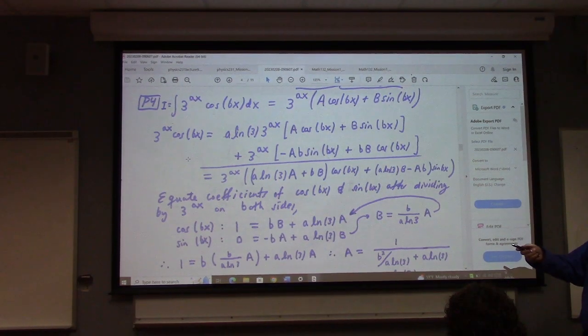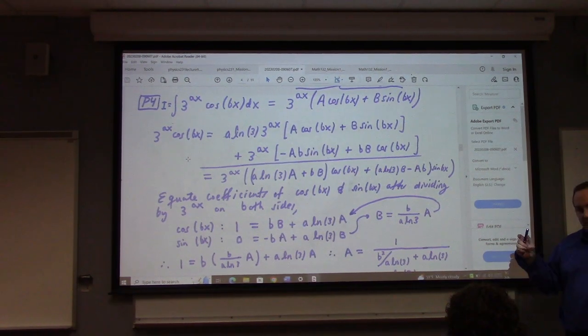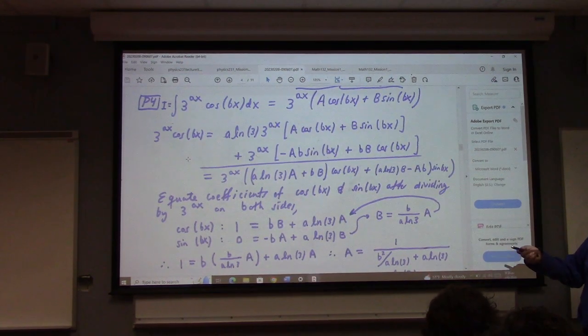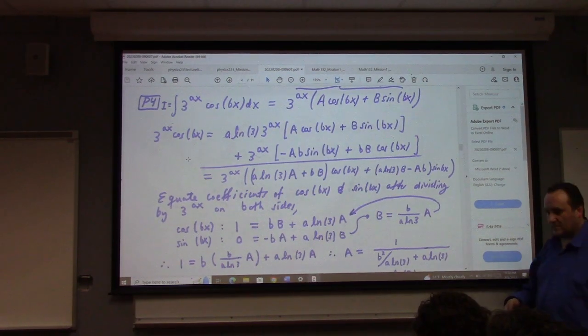There's an interesting trick to learn here, which is that when you have a sum of products of sines and cosines, the coefficients have to separately vanish. This is by what's called linear independence of sine and cosine. They're distinct functions. You can't have them matching unless they have matching coefficients. And of course you can divide by 3 to the ax, because that's always non-zero, right? So divide by 3 to the ax, that gets me this equation here. So I just equate the coefficients of cosine and sine. It gives me 2 equations, 2 unknowns, which I can then solve for these coefficients and then clean it up.